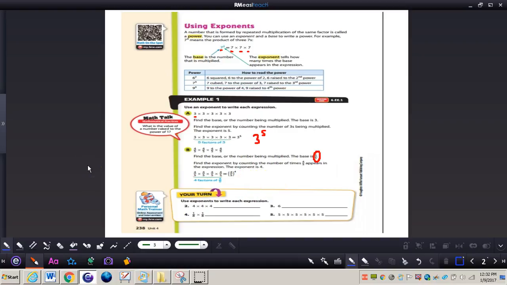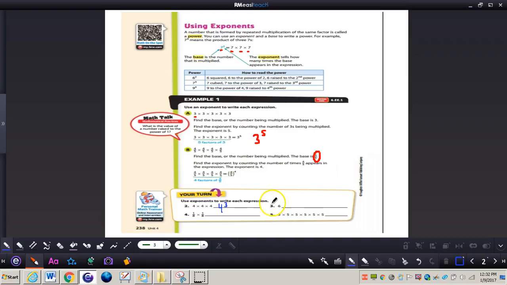Okay, so let's take a look at the your turn section. It says use exponents to write each expression. We're not solving these yet, we're just writing the expression. So I take a look at my base for number 2, that's 4. And I look at how many times 4 is being multiplied, that's 3, that's going to be my exponent. So I could say it's 4 cubed, or I could say 4 to the power of 3 would be how I would write that.